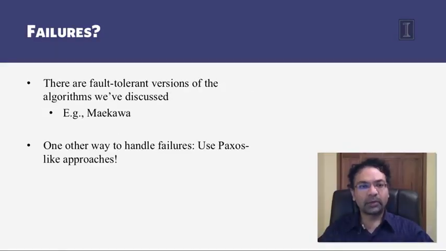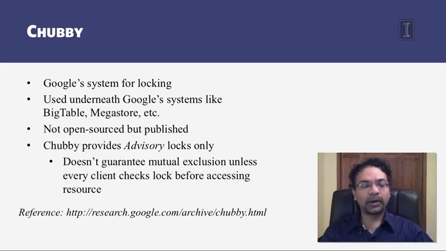Now, Maekawa's algorithm, of course, does not handle failures. Neither does the ring-based or the centralized algorithm or the Ricart-Agrawala algorithm. Of course, there are fault-tolerant versions of all of these algorithms that exist out there in the literature. Other ways to handle failures include Paxos-like approaches. Google's system called Chubby, which is used for locking, is a fairly popular way to handle failures while doing mutual exclusion inside of Google's stack.